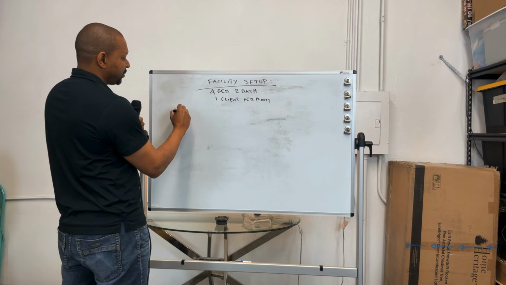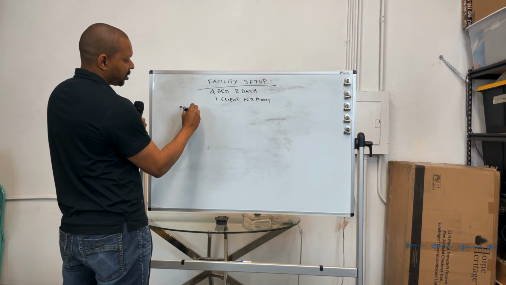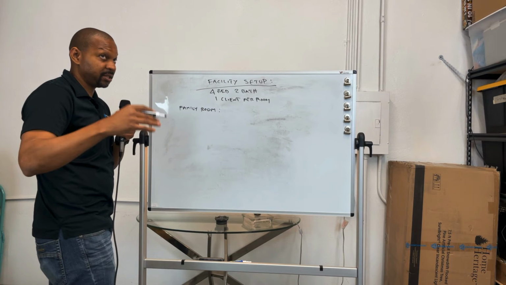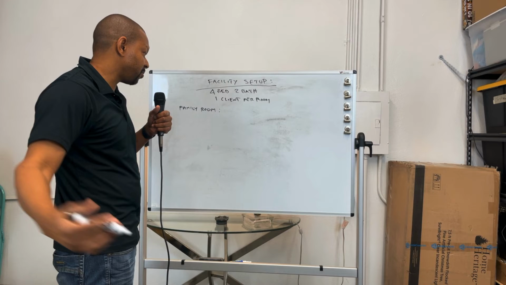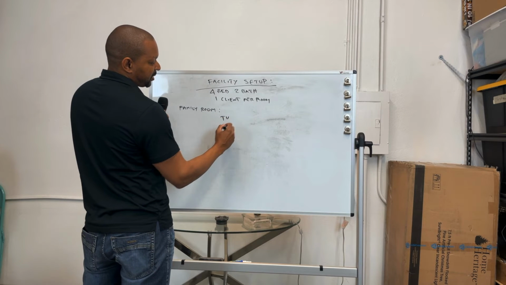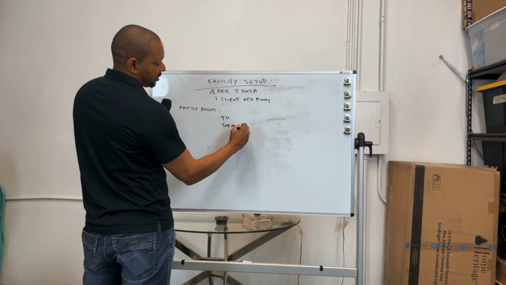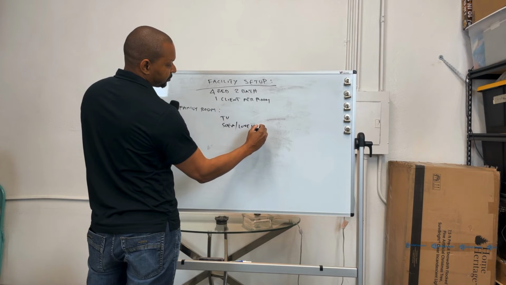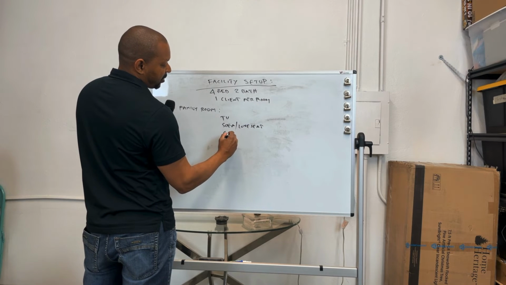Family room. Sometimes in the newer homes, the family room is connected with the kitchen and the dining room. It's just one big open floor plan. So obviously, you're going to have some type of TV in there. You're going to have a TV, sofa, love seat, coffee table.